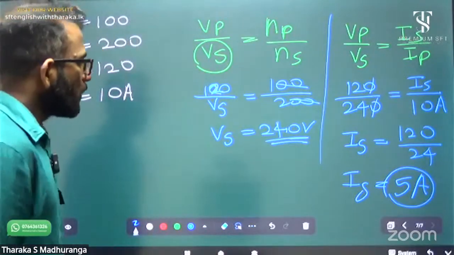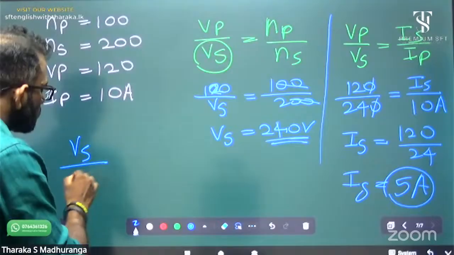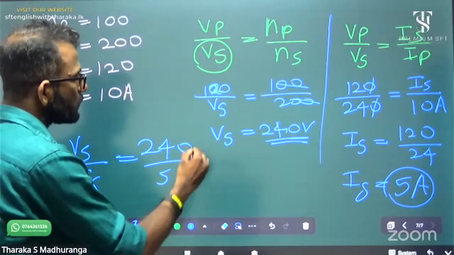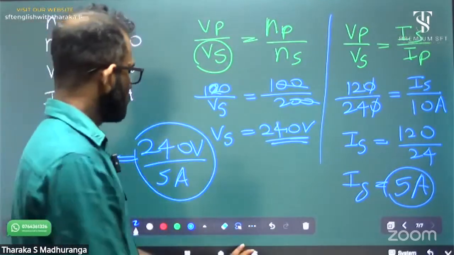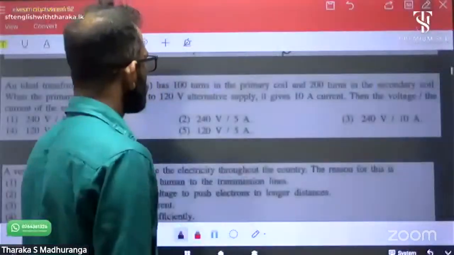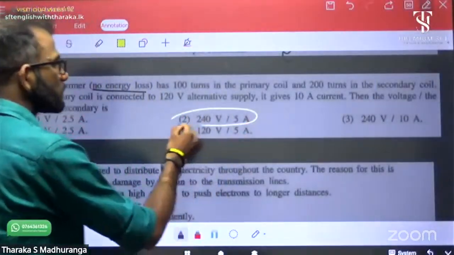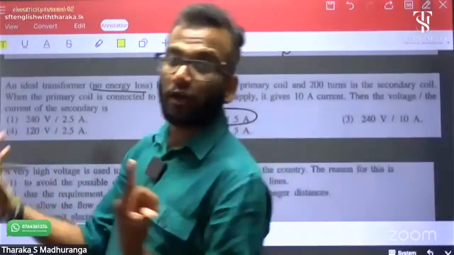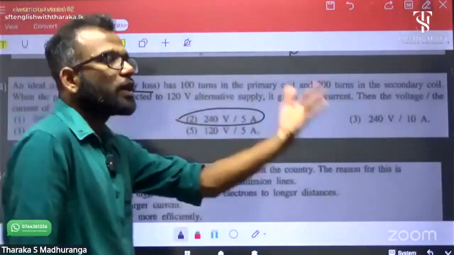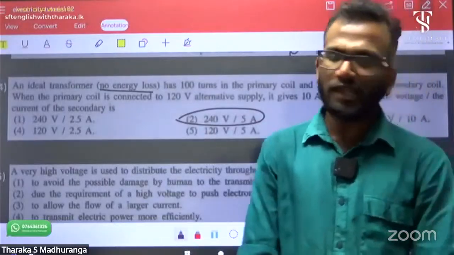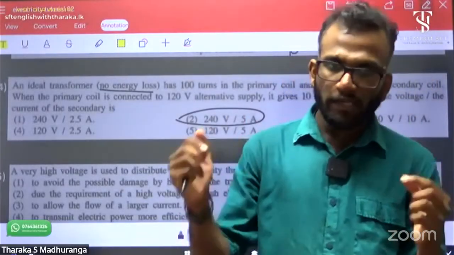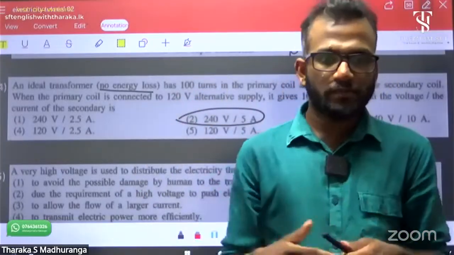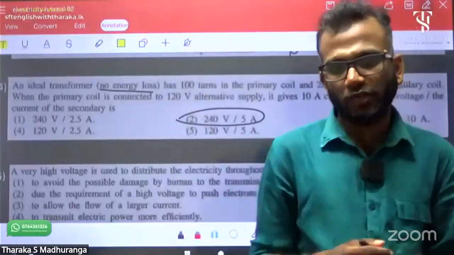Now the question asks VS over IS. 240 over 5 ampere is the answer. This is the answer: 240 volt over 5 ampere, answer number 2. See, if you know the basic concept, you can easily apply it to questions, and if you have more practice within the given time, you can get the answer. Very simple. Don't panic and get confused by electricity questions. You have to keep your practice continuous. You have to practice these questions.